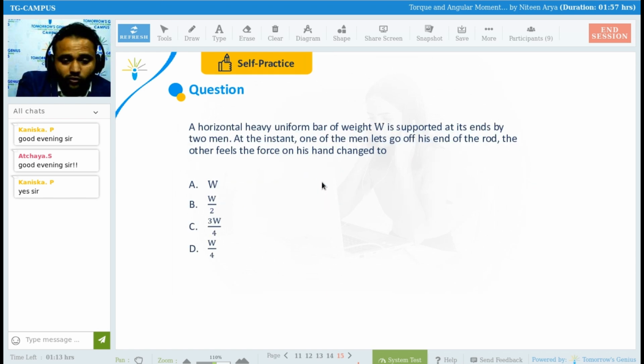A horizontal heavy uniform bar of weight W is supported at its ends by two men. At the instant one of the men lets go of his hand from the rod, the other feels the force on his hand change to what? Okay, the toppling phenomenon we learned, so that is related to this question.